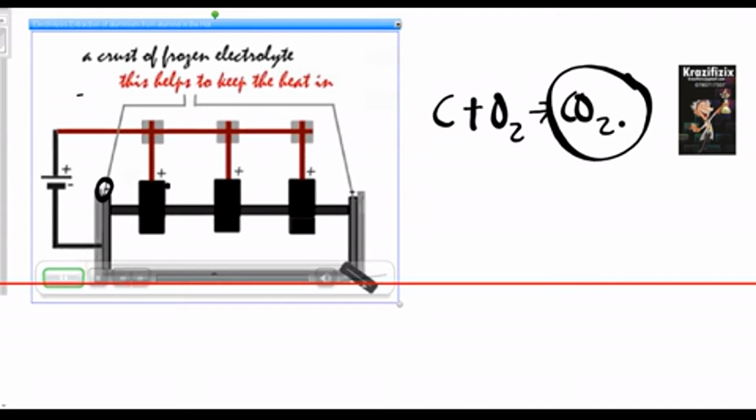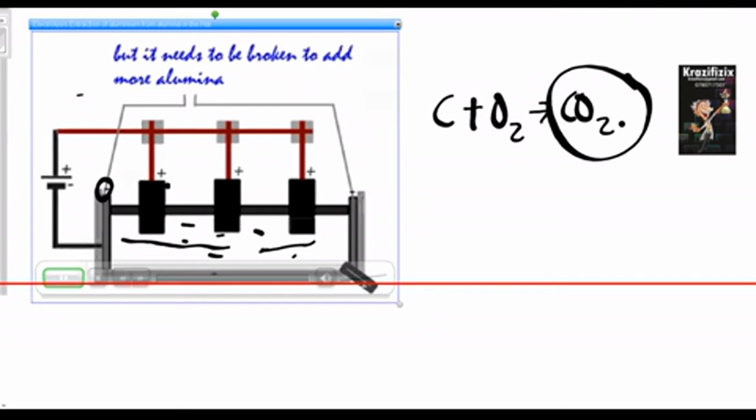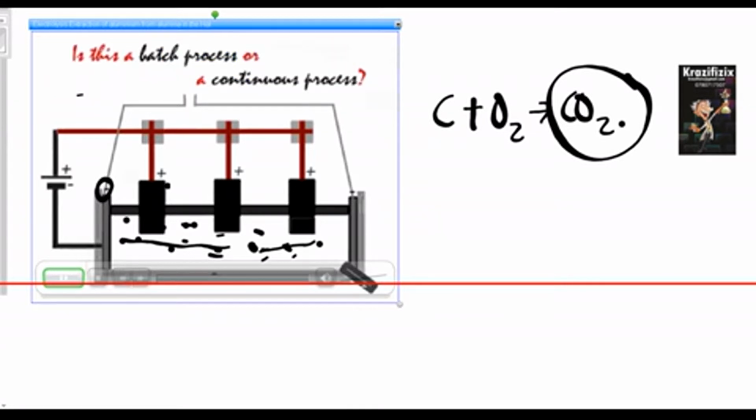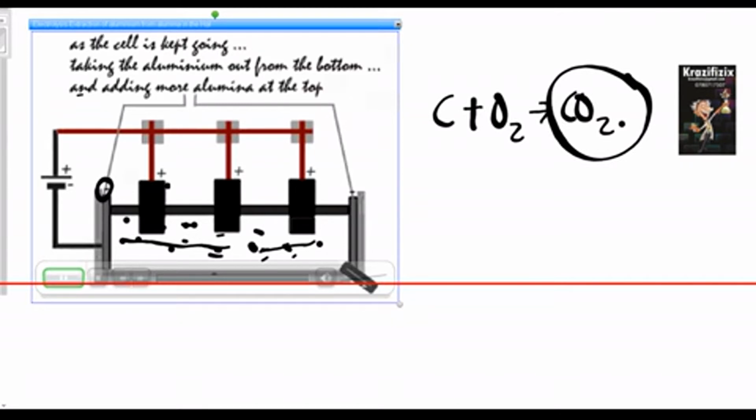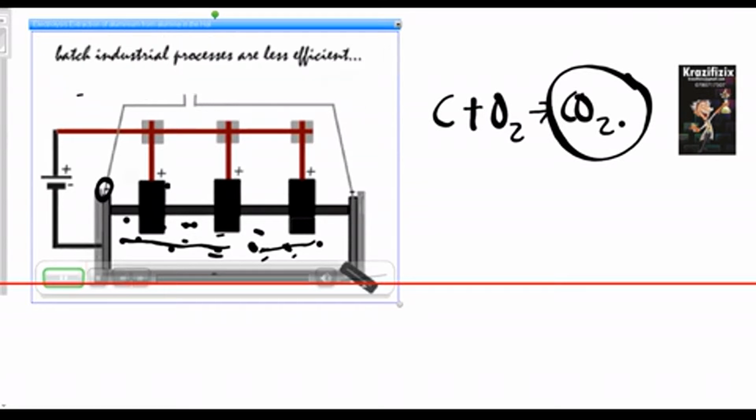So we have our electrolyte right in here, our aluminum oxide right in here. And this is what the process simply looks like. It's a continuous process that keeps happening and happening until the reaction is complete. The reaction will be complete probably when we run out of carbon electrodes to use as the anode.